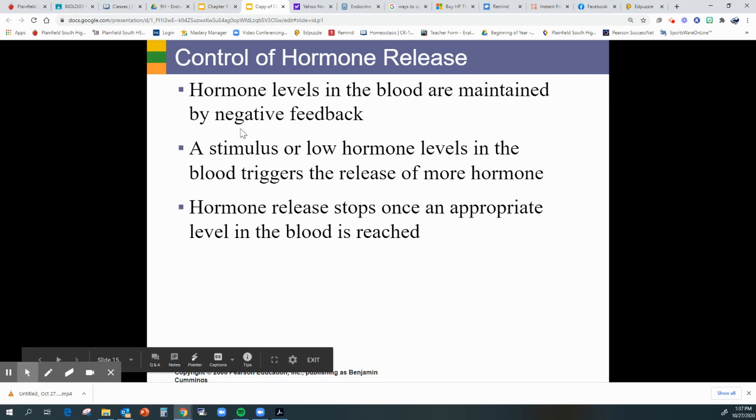Control of hormone release. So hormone levels in the blood are maintained by negative feedback. A stimulus of lower hormone levels in the blood triggers the release of the hormone. All right. So again, drops too low, we secrete it. We continue to secrete it until that level is reached back the other way. Again, that standard negative feedback system, sort of like the thermostat in your house. We're just looking for a level. If we don't have that level, we'll release until we get it. Once we get that level, the release is stopped.